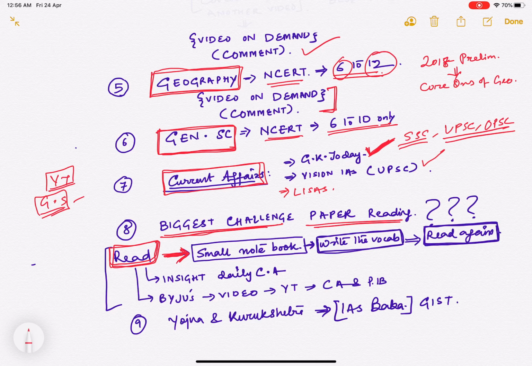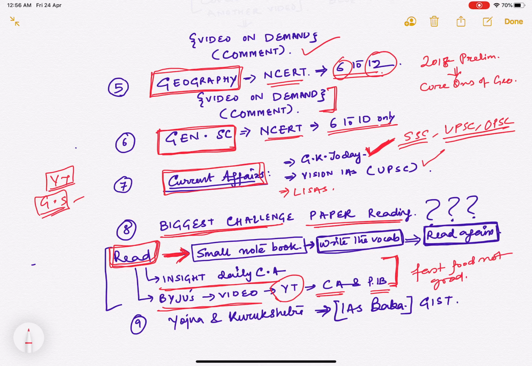What is the fast process? For the fast process, you can simply follow the Inside Daily Current Affairs. They simplify it for you. Again, Byju's videos are there. They again simplify it for you. Byju's videos on YouTube again have the current affairs and the PIB. Now, basically what happens is that fast food is always not good for health. Hence, if you want, you can go for it.